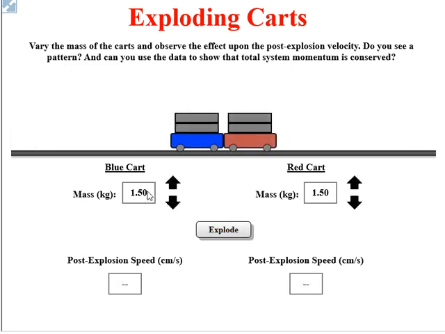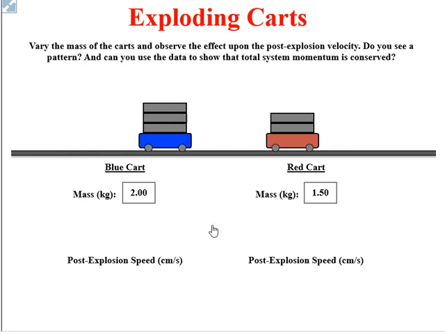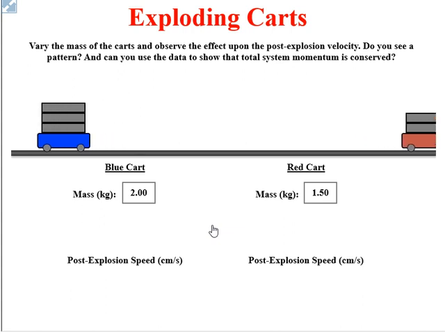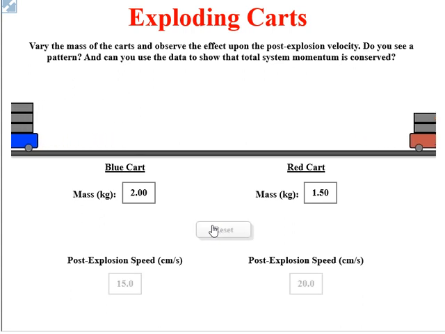So let's have a look now if we change the mass. What happens if we increase the mass of the blue cart? Say we increase it up to 2 kilograms, and the red cart we'll keep at a mass of 1.5 kilograms. So what do we get there? What do you think the prediction would be? Do you think the blue one's going to move off with a bigger velocity or a smaller velocity? The red one moves off more quickly. Okay, the blue one moves off more slowly now.